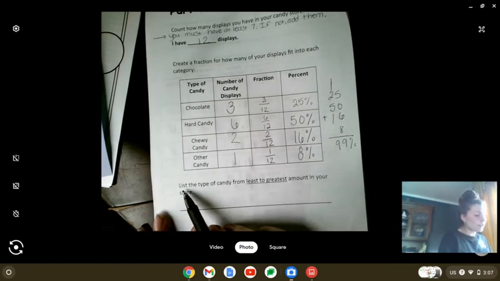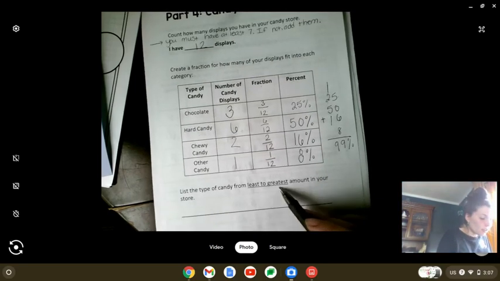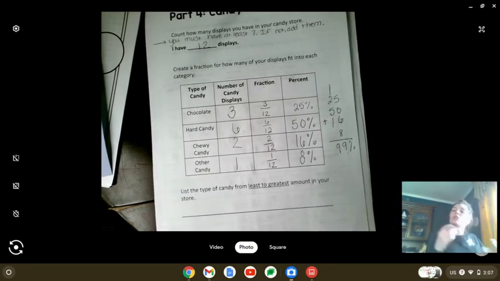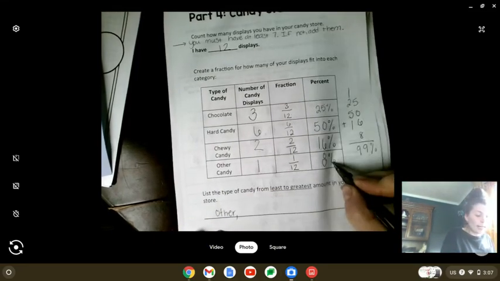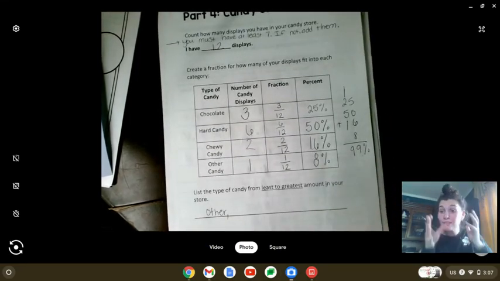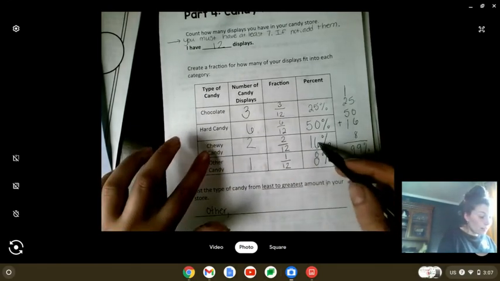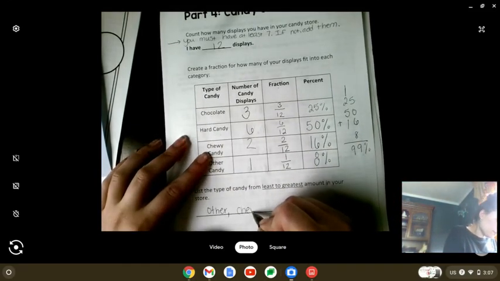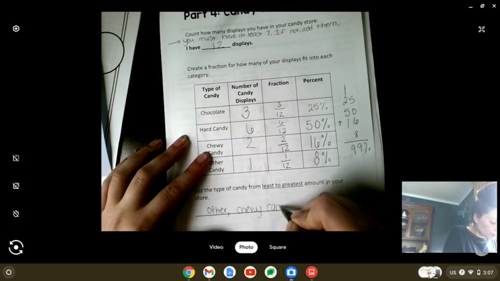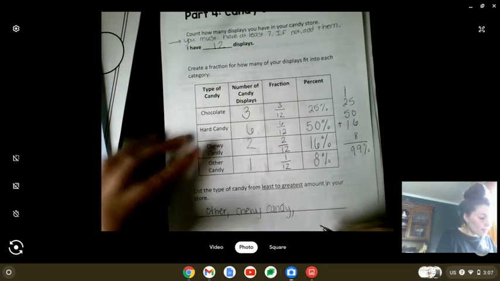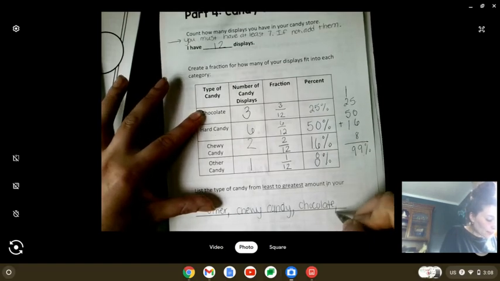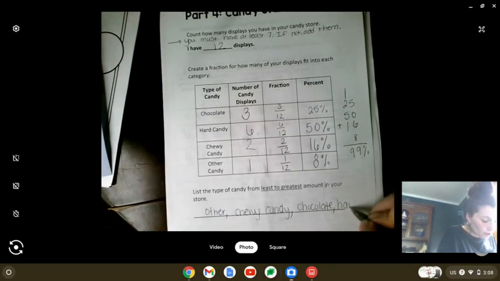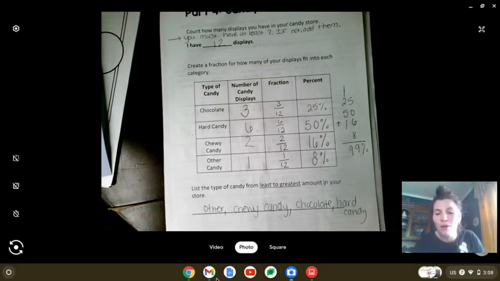Last thing you're going to do is list the candy from least to greatest. So what was your least candy you had? Mine was other because it was 8%. Only 8% of my candy is other. Then mine was chewy candy. Only 16% of my candy. Then mine was chocolate. 25% of my candy was chocolate. And then mine was hard. Go ahead, finish up part 4, and I will see you for part 5.